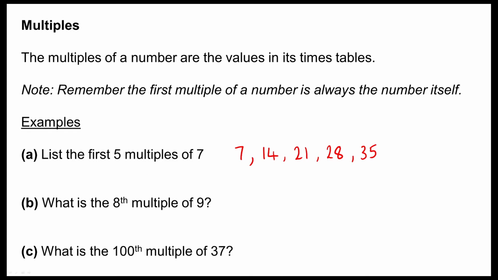If, however, I'm asked to work out a specific multiple of a number, I can use my times table facts to work that out. So in this example, I'm asked for the 8th multiple of 9. That simply means 8 times by 9, which would be 72. And in part C, it asks me for the 100th multiple of 37. So if I do 100 times by 37, that gives me my answer of 3,700.